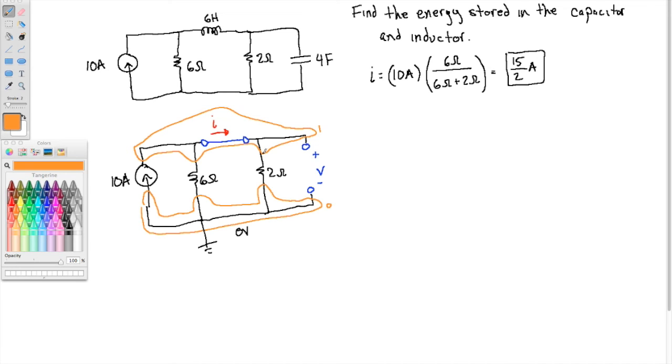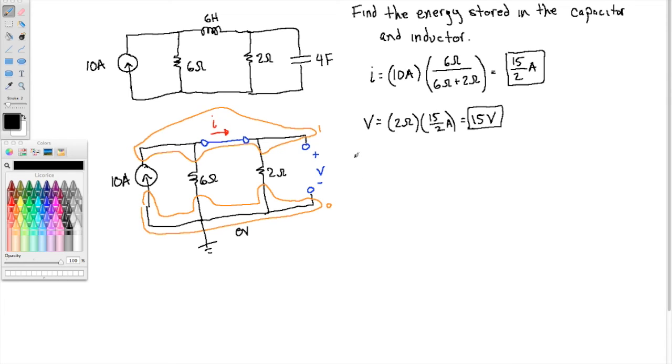Well, observe, the 2 ohm resistor is connected to those two nodes, so let's find the voltage across the 2 ohm resistor. The voltage across the 2 ohm resistor we can get from Ohm's law. Take the resistance times the current, which we just got, and we get 15 volts. So that's the voltage across the resistor, and again, because the resistor is connected to the same two nodes whose voltage we're looking for, this is the voltage across the capacitor as well.